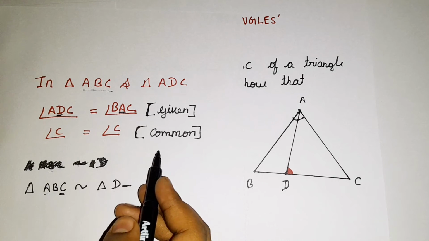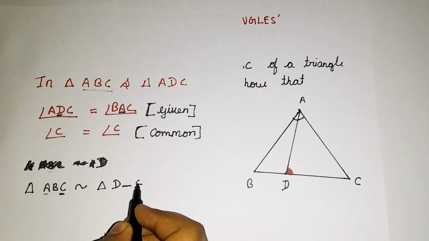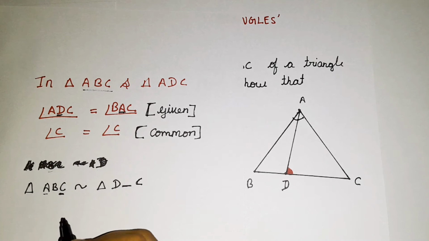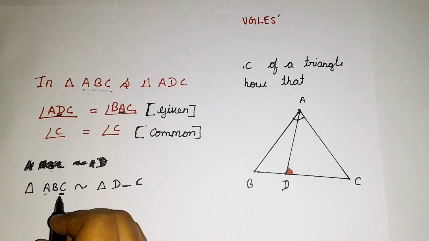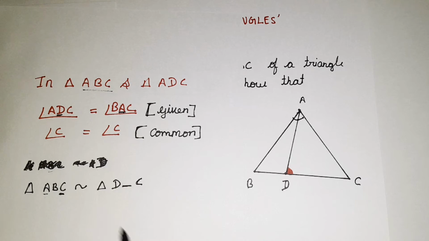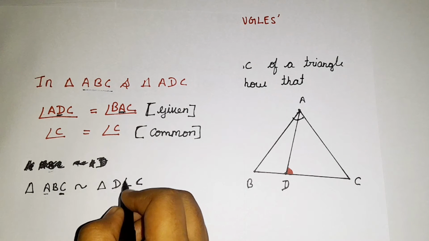Why? Because it was common. Then I can write C right over here. Am I right? So now what is the missing value? Here it is B. So A, B, C. Then what is the missing value right over here? Here the missing value is A.